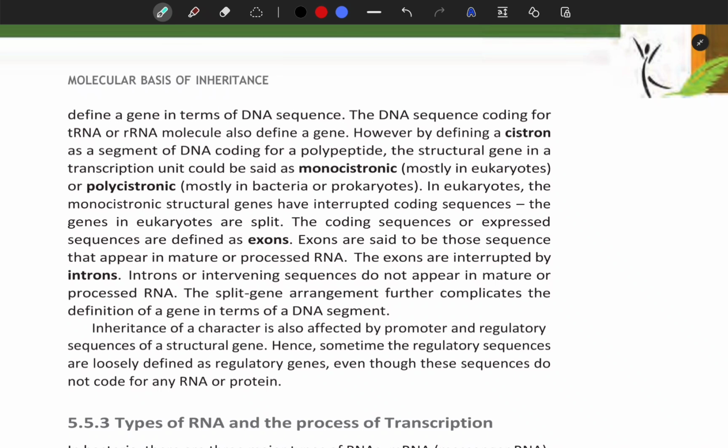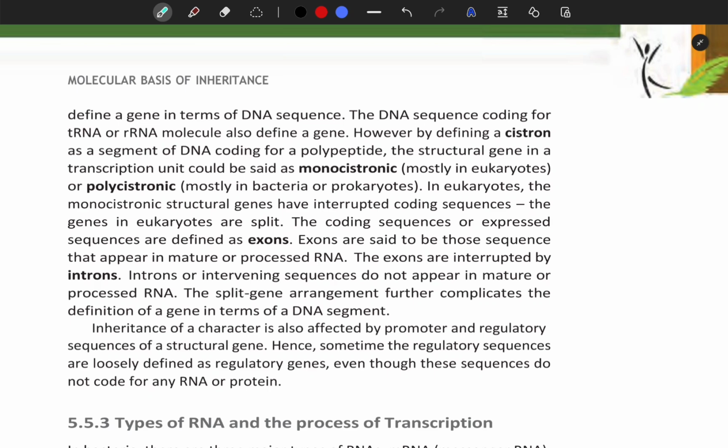However, by defining a cistron as a segment of DNA coding for a polypeptide, the structural gene in a transcription unit could be said as monocistronic, mostly in eukaryotes, or polycistronic, mostly in bacteria or prokaryotes. In eukaryotes, the monocistronic structural genes have interrupted coding sequences. The genes in eukaryotes are split.